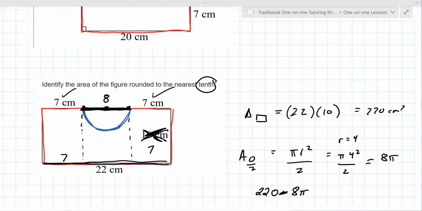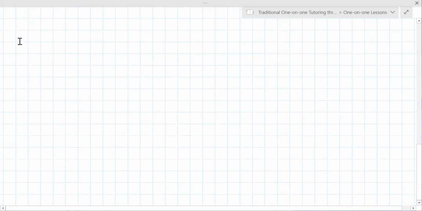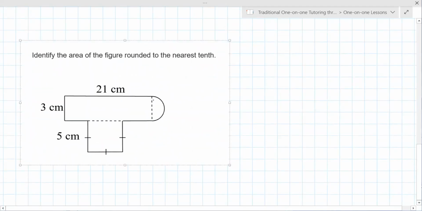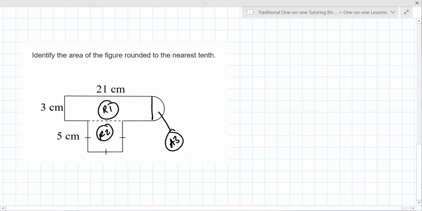We're going to do essentially the same thing. So sometimes you're adding, sometimes you're subtracting. This one has 3 regions: region 1, region 2, and region 3. What is region 1? What shape would you describe that as? Rectangle. So that's 3 times 21. What is region 2? Region 2 is a square, and that's 5 times 5.